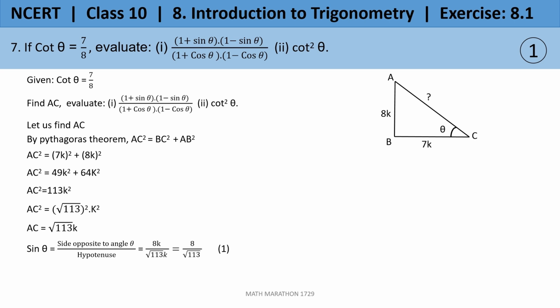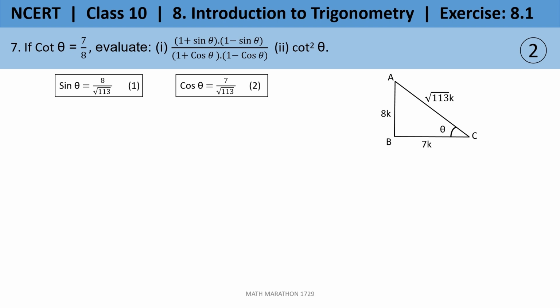Sin theta is equal to side opposite to angle theta by hypotenuse, which is equal to 8k by square root of 113k, which is equal to 8 by square root of 113. Cos theta is equal to side adjacent to angle theta by hypotenuse, which is equal to 7k by square root of 113k, which is equal to 7 by square root of 113. Now, we have the values for sin theta and cos theta. We can evaluate section 1.